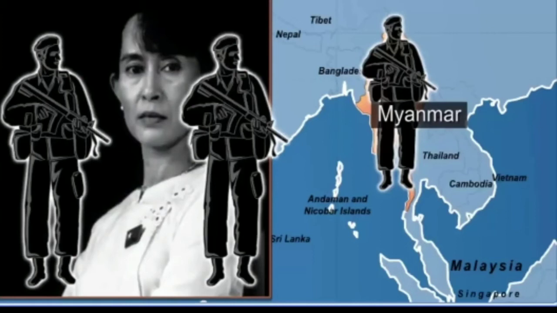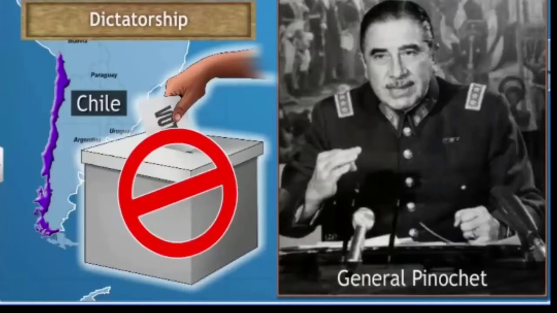For example, Myanmar is a country which is very near to us and it is following a non-democratic way. Myanmar is following a military rule. Myanmar is a country with no democratic form. Another example is Chile, and it is also following a non-democratic way. That is commonly known as dictatorship.